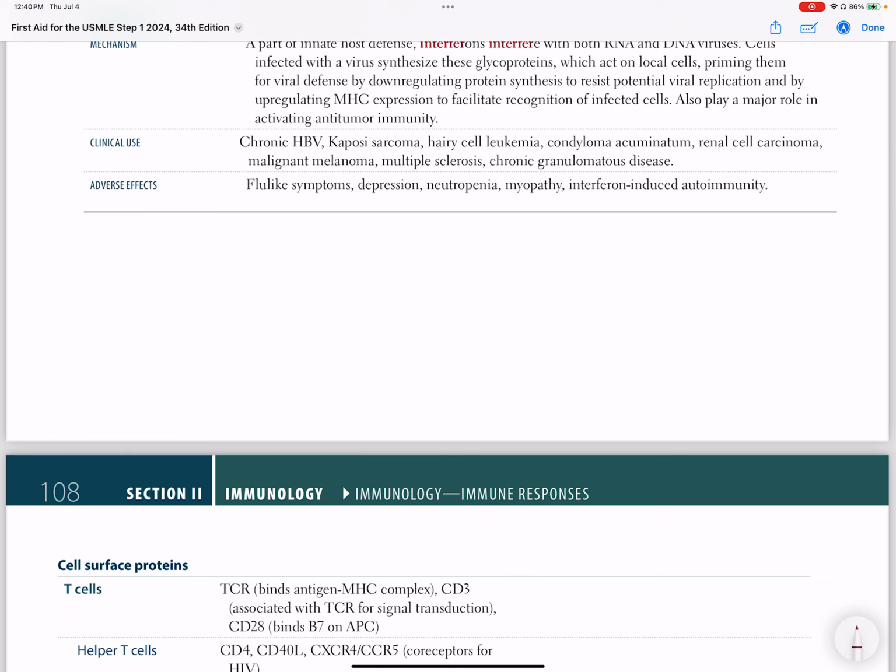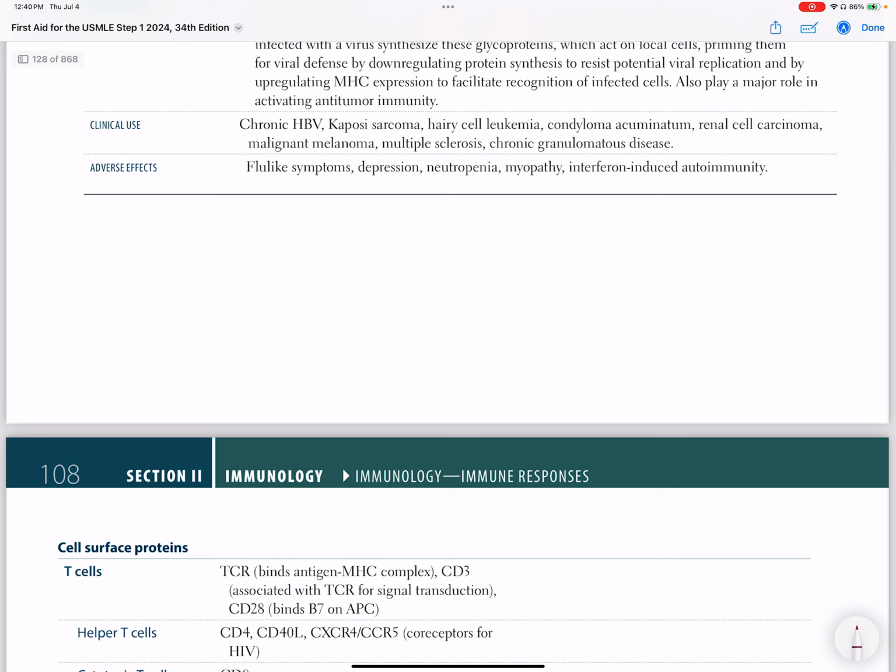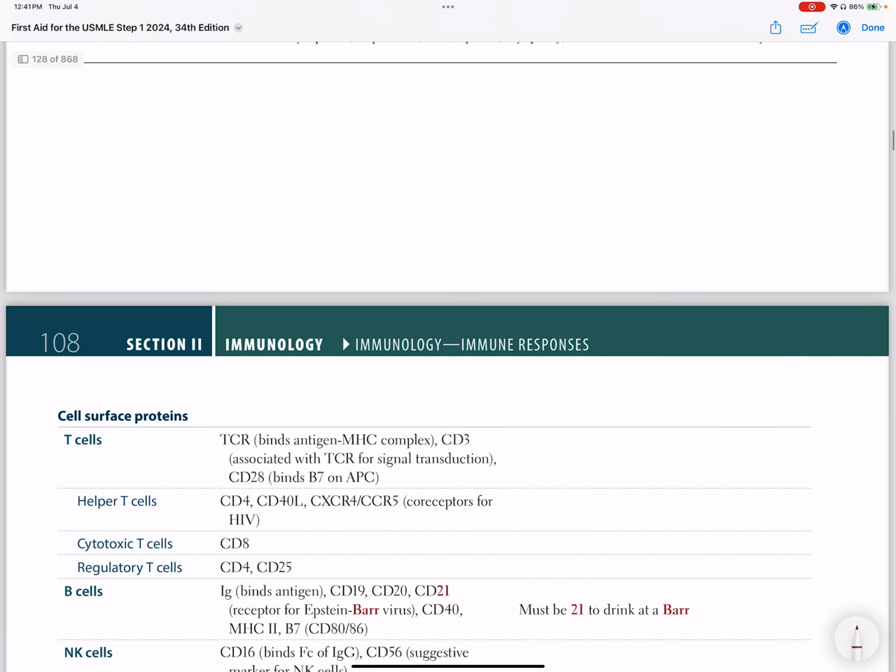Clinical use: chronic HPV, Kaposi sarcoma, hairy cell leukemia, condyloma acuminatum, renal cell carcinoma, malignant melanoma, multiple sclerosis, chronic granulomatous disease. Adverse effects: flu-like symptoms, depression, neutropenia, myopathy, and interferon-induced autoimmunity.